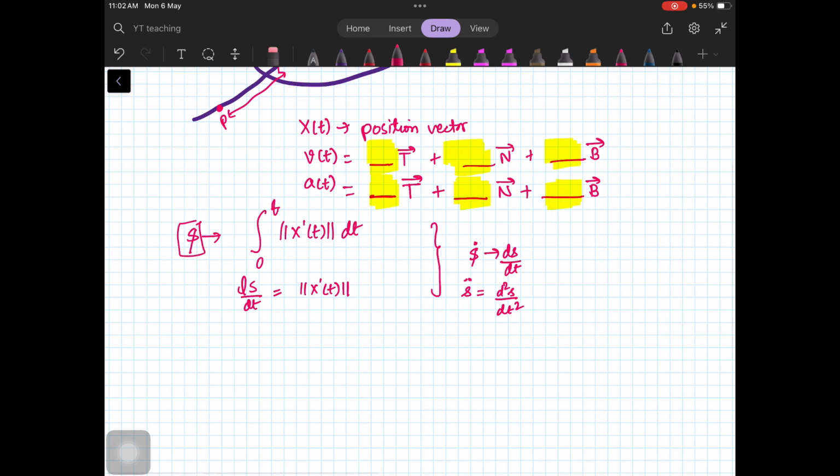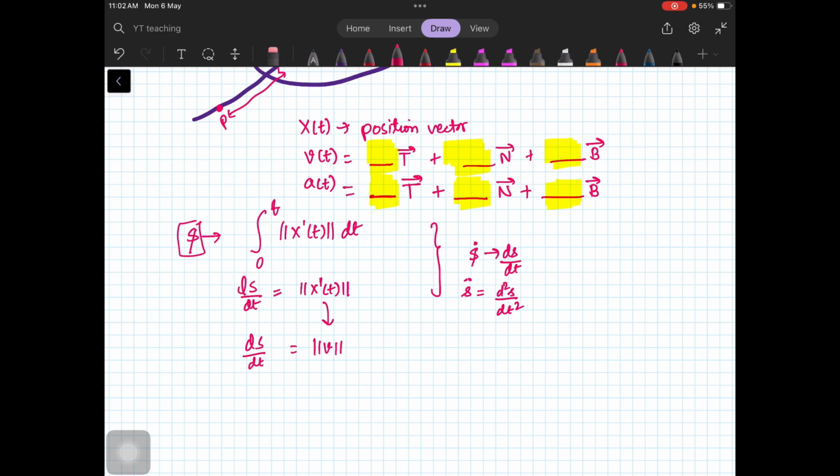So let us see what we are trying to do. If you look at this quantity here, this is the modulus of x prime t, right? That means that's the modulus of velocity. So we come to know that ds by dt is the modulus of velocity.